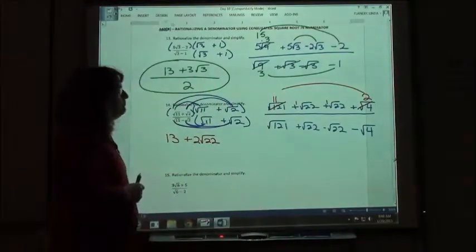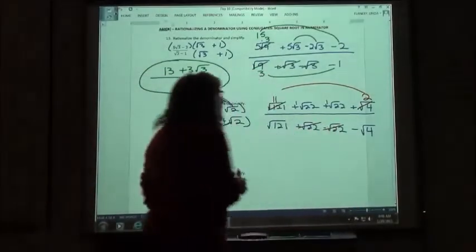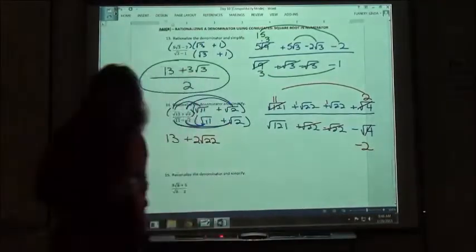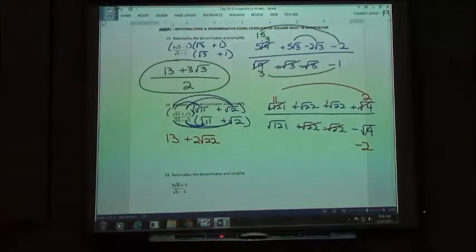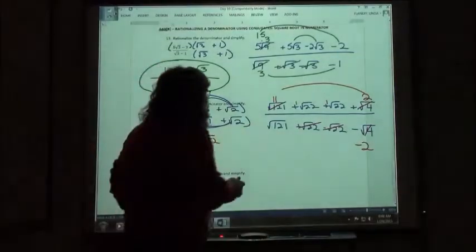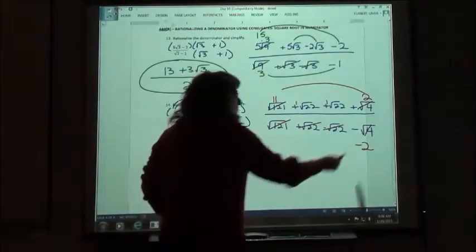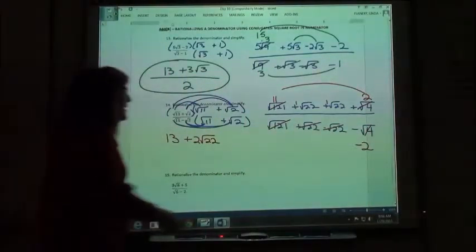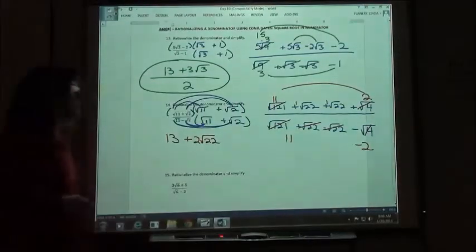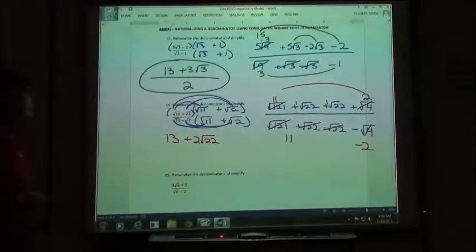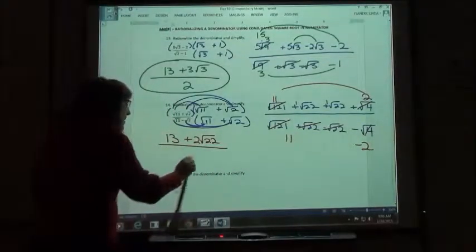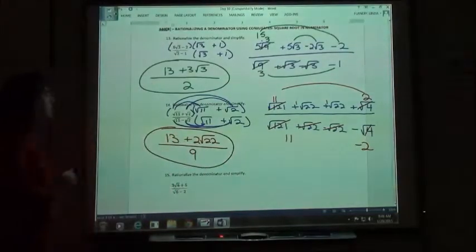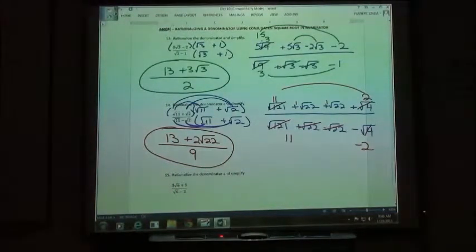You can cancel out the 22's. You can do the 4: square root of 4 is just 2. So we have a minus 2 on the end. Yep, because we did this 4. And the square root of 121 was 11. So on the bottom we have 11 minus 2, right? 11 minus 2 is 9. And again, we can't reduce that one. So 13 plus 2 square root of 2 all over 9 is my answer.